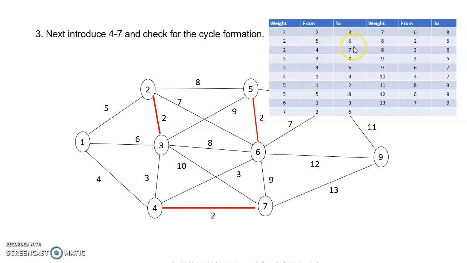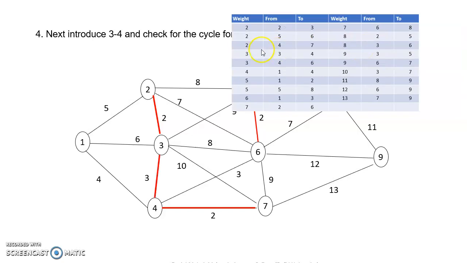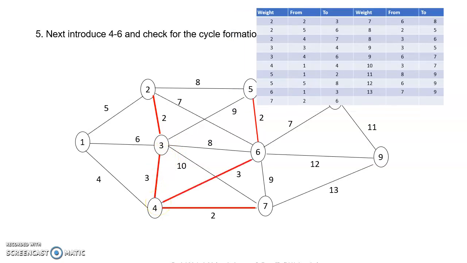Next in the connection is 4 7. 4 7 is also connected. 4 7 is over here. Next in the connection is 3 4. 3 4 also is connected. Then next in the table is 4 6. 4 6 also is connected. Circle formation has to be checked all the time.